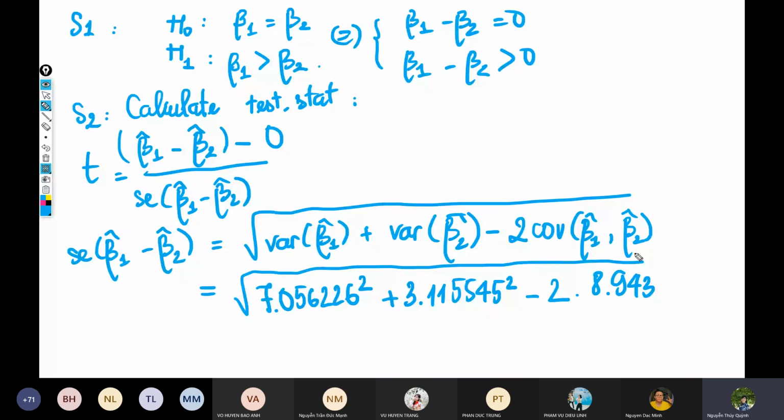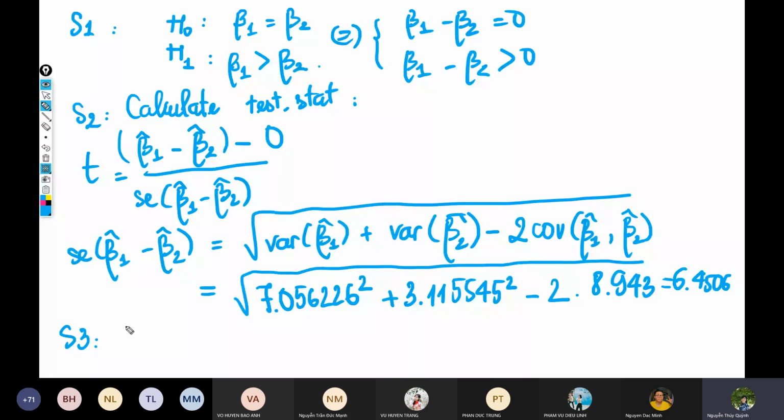Okay, now please help me to calculate this one. What is the value of it? Use your calculator. What is the value of it? 6.4506. Okay, thank you.